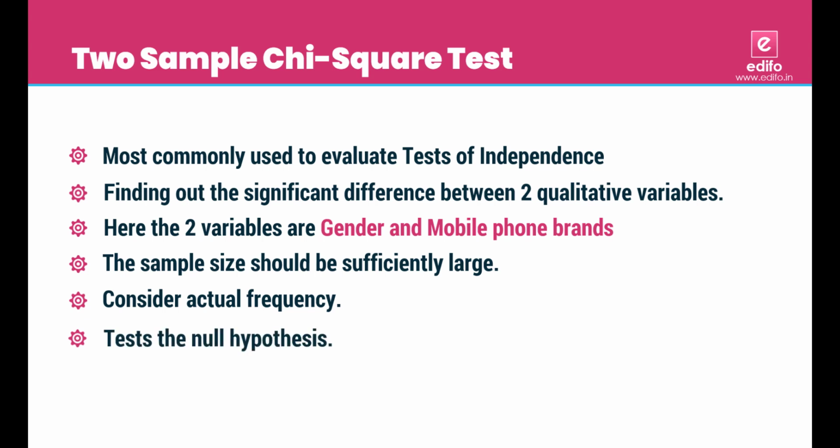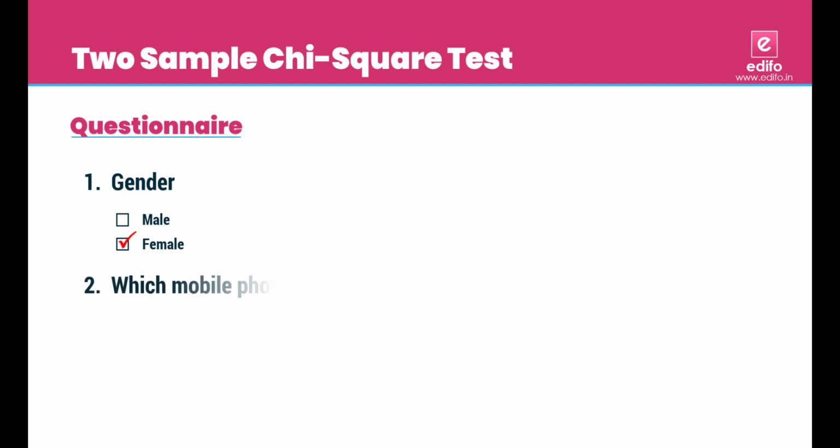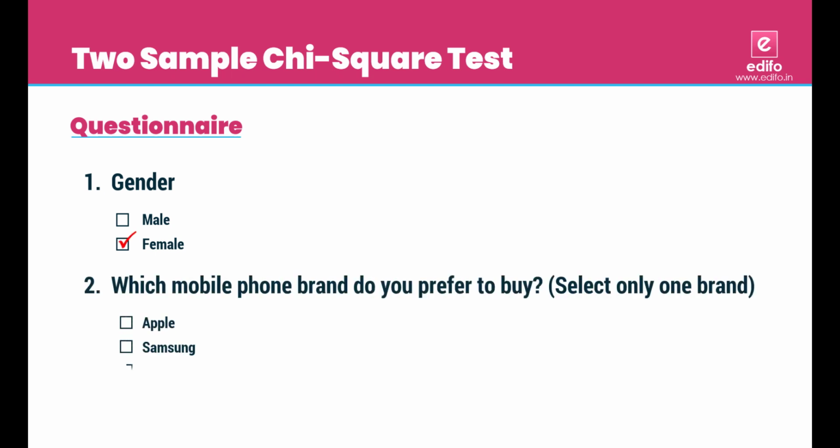Now, we move to our questionnaire. Here in this questionnaire, we have 2 questions. The first one is gender. This question represents our first variable, gender. The second question is smartphone brand preference. This is our second variable for the two-sample chi-square test. For two-sample chi-square test, we need two variables.